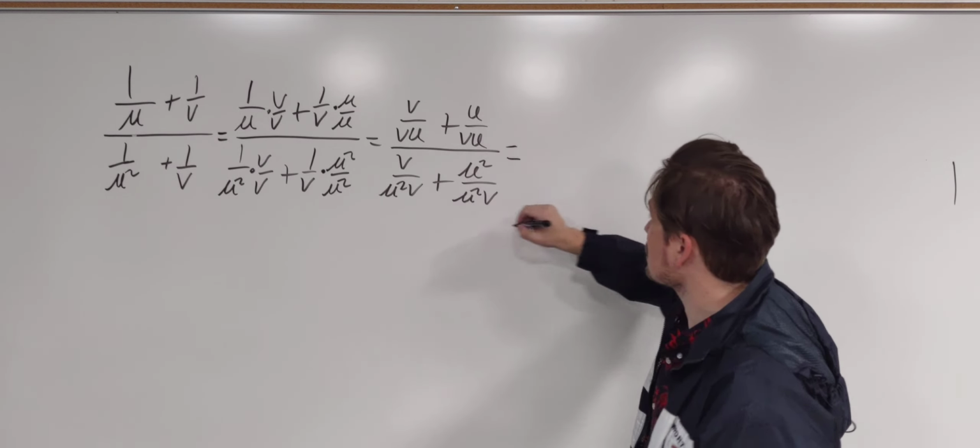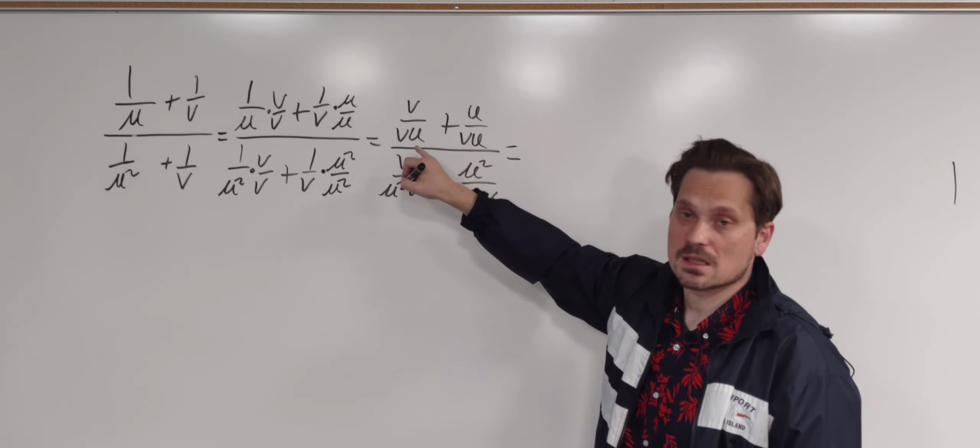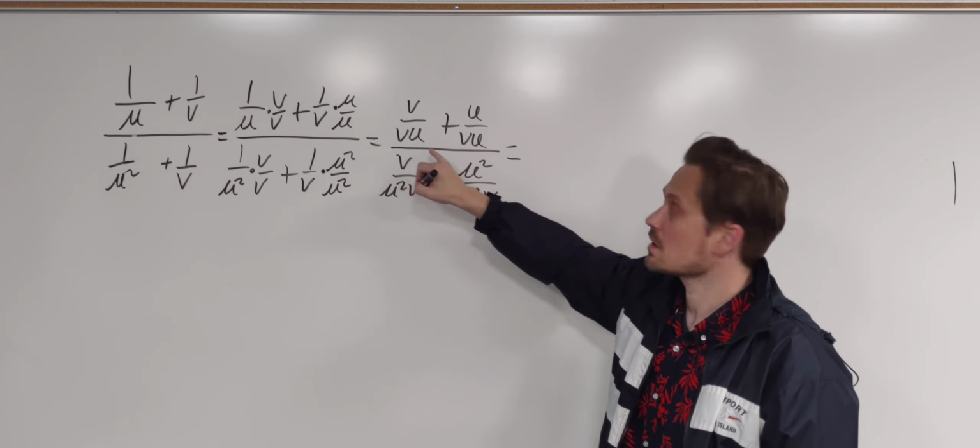So let's continue here. All right, so now because these denominators are the same, you can just put v plus u over a single vu, or uv, makes no difference. Right? And then this is hanging over v plus u squared divided by u squared times v. It's the same now. So u squared times v.